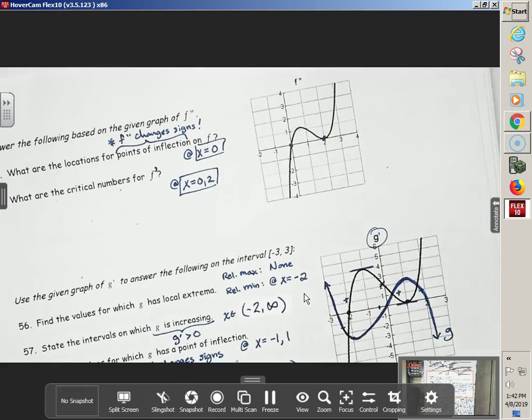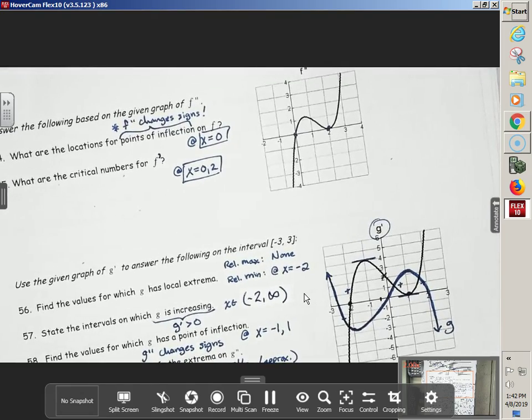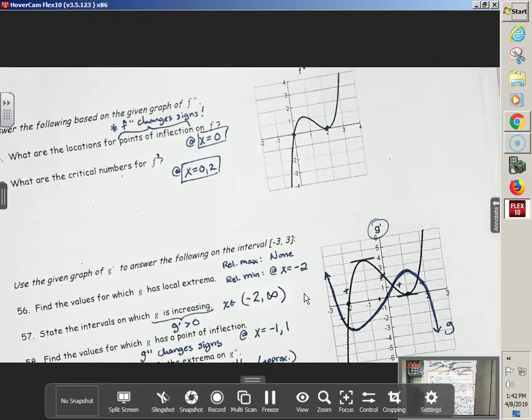Oh, I sketched the graph and never came back? Oh, you guys. Silly, silly, silly. I'm sorry. I was having too much fun.